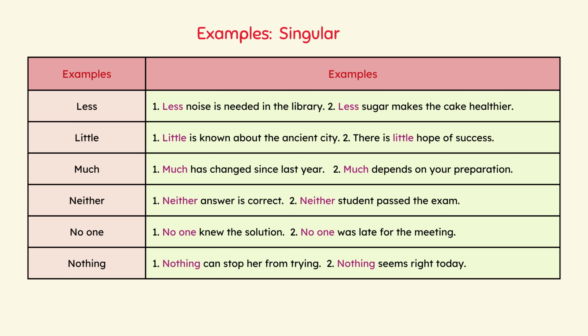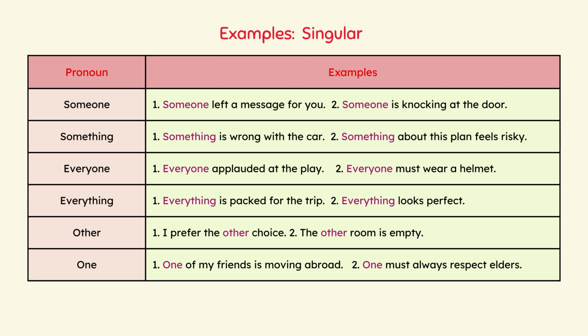Let us continue with more singular indefinite pronouns and see how they are used. Someone. Someone left a message for you. Someone is knocking at the door. Someone refers to one unknown person.